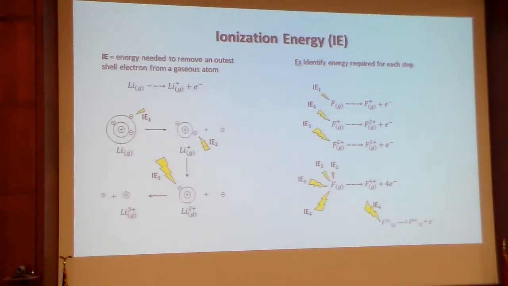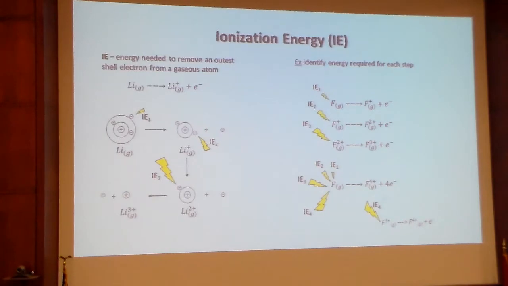And F3+ loses 1 electron. But this one, we have neutral fluorine, and we remove 4 electrons at the same time. We start with neutral fluorine. We didn't start with fluorine 3+ and become 4+. We start with neutral fluorine, become fluorine 4+, and lose 4 electrons at the same time.